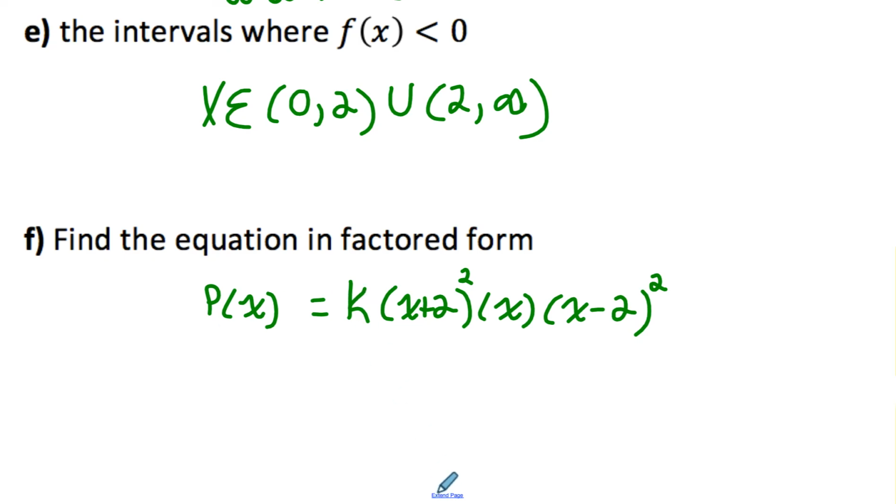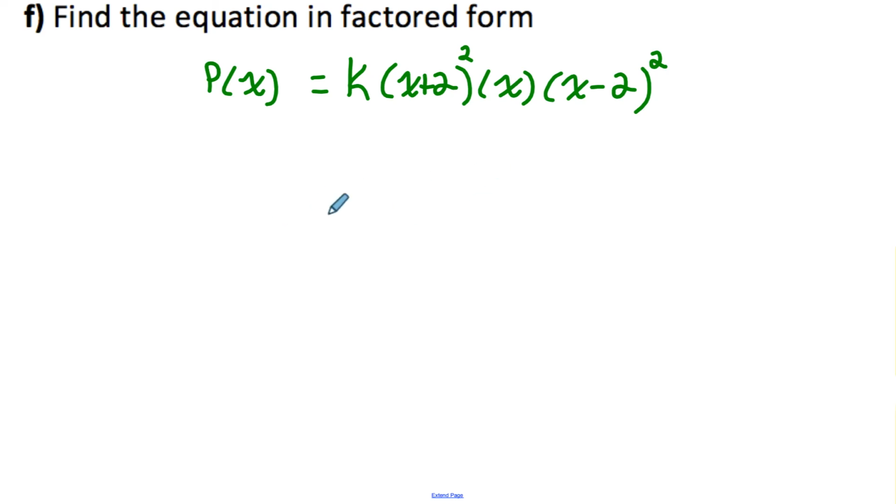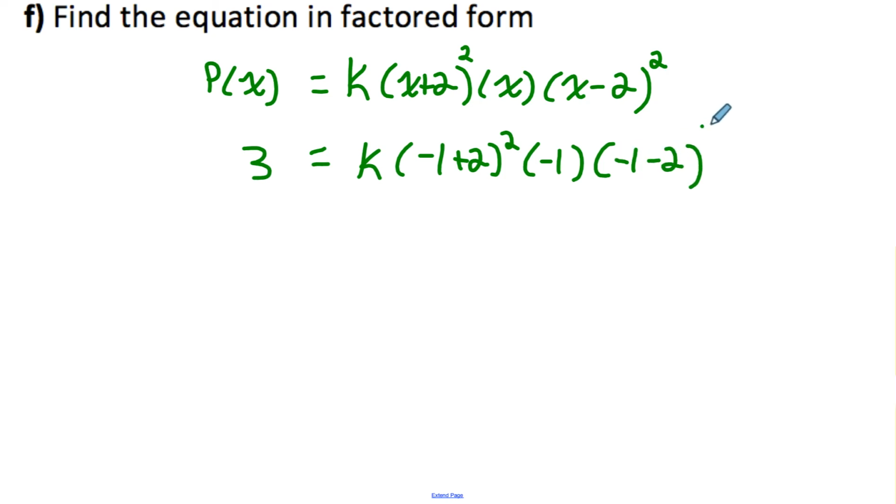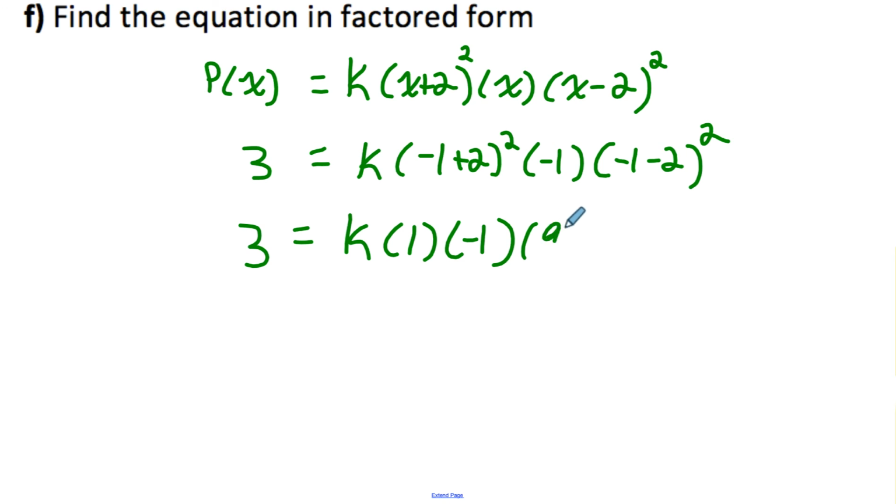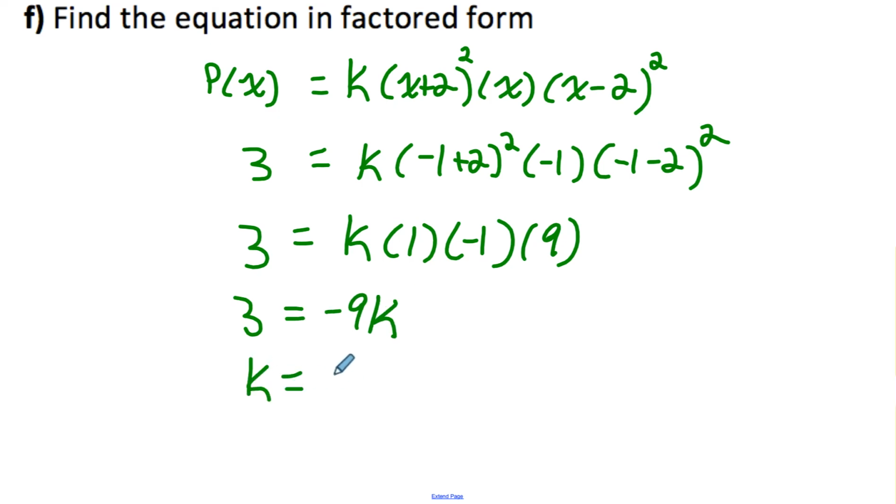So I put the unknown parameter k, and I sub in my x and y from the point that I know it goes through, the point negative 1, 3, and solve for k. So 3 equals k, negative 1 plus 2 squared, times negative 1, times negative 1 minus 2 squared. Now I just solve this equation for k. There's only one unknown here. 1 squared is 1, times negative 1, and negative 3 squared is 9. So I have 3 equals, those 3 factors equal negative 9, so negative 9k, and therefore k equals negative a third.